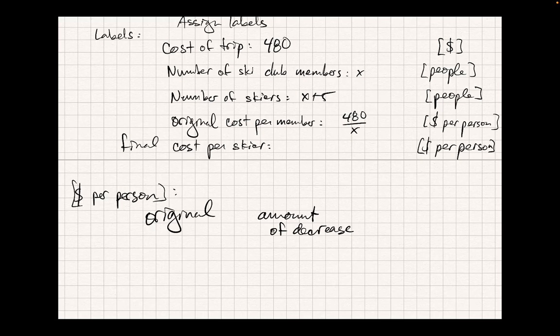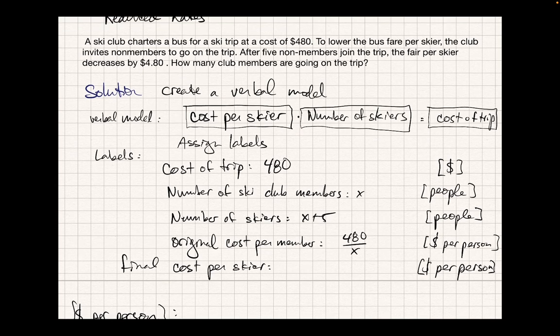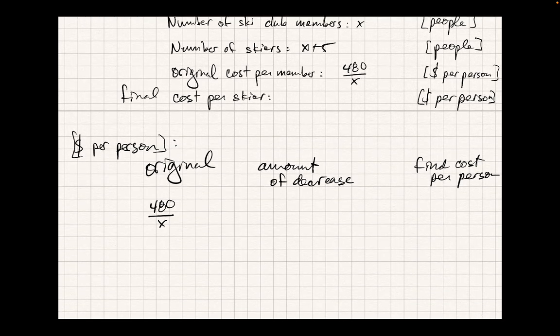And so, final cost per person. What was my original cost per person? The original cost per person is 480 divided by X. What was my amount of decrease? $4.80. So the final cost per person should be 480 divided by X minus 4.8.